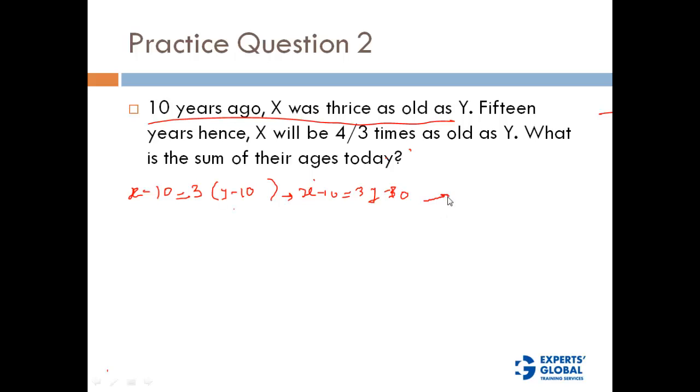So that means x is equal to 3y minus 20. Okay, this is one equation that we get. The second equation we get: 15 years hence, x plus 15 is going to be 4 by 3 times y's age, and y is going to be y plus 15, right? Now this is the second equation.